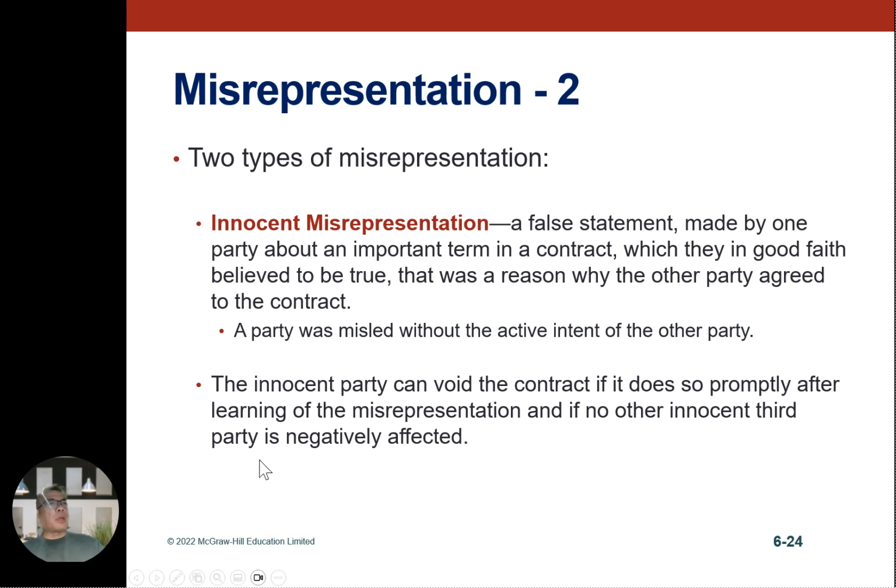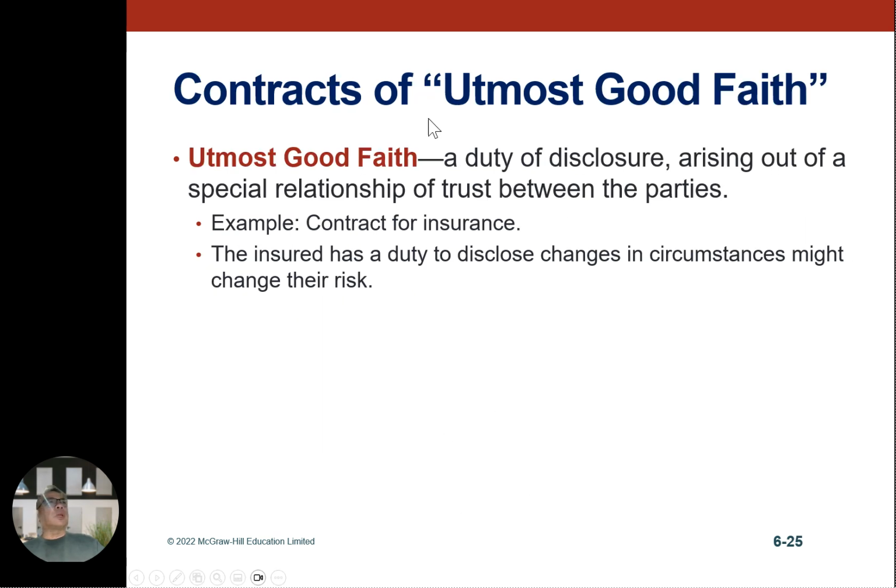Let me repeat the sentence here. This is a good one. The innocent party can void the contract if it does so promptly after learning of the misrepresentation, and if no other innocent third party is negatively affected. In terms of utmost good faith, this is the key part.